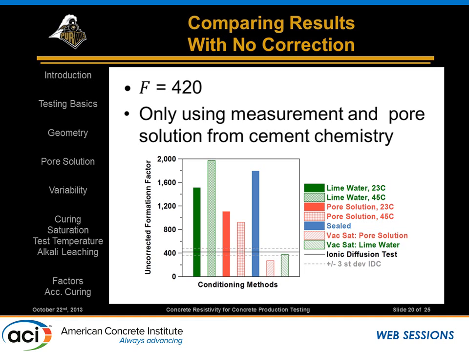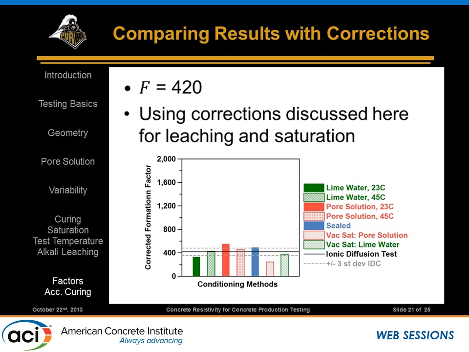Now, if we measured these and we used the same pore solution to do the correction, we would get a formation factor from all of these samples that varies quite a bit. Right? Varies pretty substantially. And it shouldn't, because these are the same samples, cast at the same time. The only difference is the way that they were cured. If we go through and use this model that's been formulated to describe temperature, to describe leaching, to describe degree of saturation, all of these results start to fall into a band.